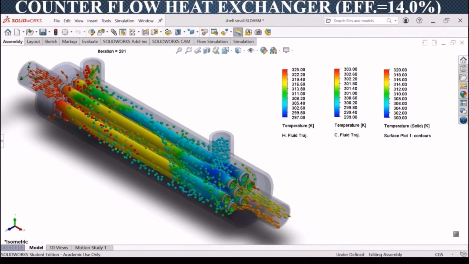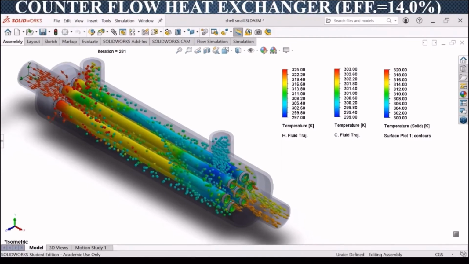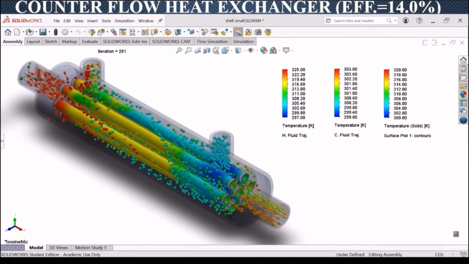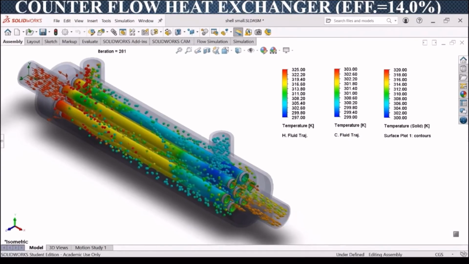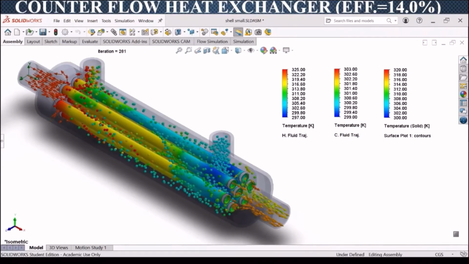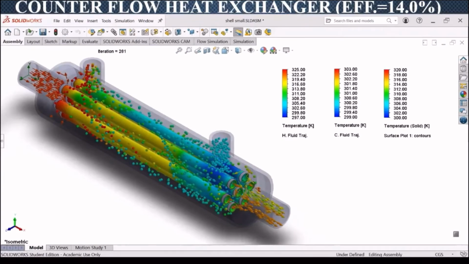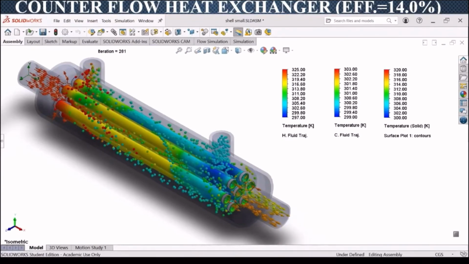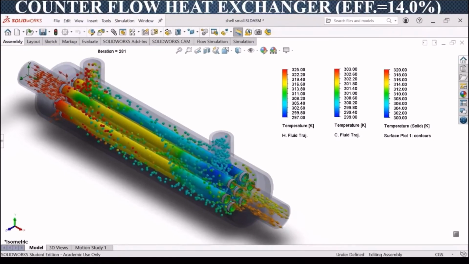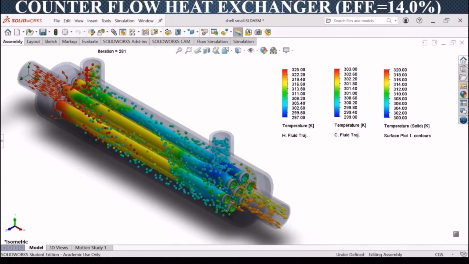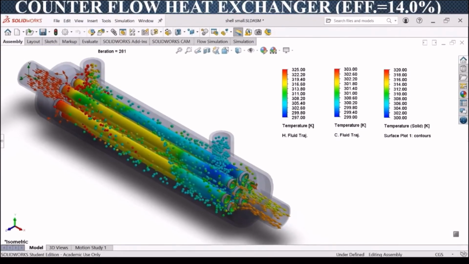In this slide, we can see the flow animation of the counterflow heat exchanger. In this type of heat exchanger, both cold and hot fluids are flowing in opposite directions. It is clearly shown in this animation that the hot fluid enters the heat exchanger from the left header and leaves colder from the right header, while the cold fluid enters the exchanger from the top right side and leaves hotter from the top left side.